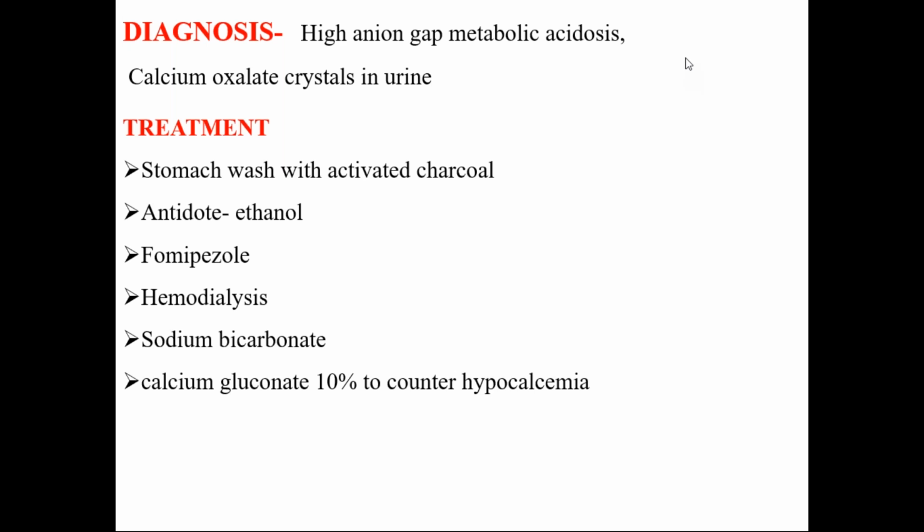What is the treatment? Stomach wash with activated charcoal. Here also the antidote is ethanol. Fomepizole can be used. Hemodialysis is also one of the modalities of treatment to eliminate the metabolic products, and sodium bicarbonate to decrease the metabolic acidosis, and calcium gluconate 10% to counteract hypocalcemia. So both methyl alcohol poisoning and ethylene glycol poisoning, almost the treatment aspect is the same, only the symptomatology will differ. Here we have three stages: CNS stage, CVS stage, and then renal stage.